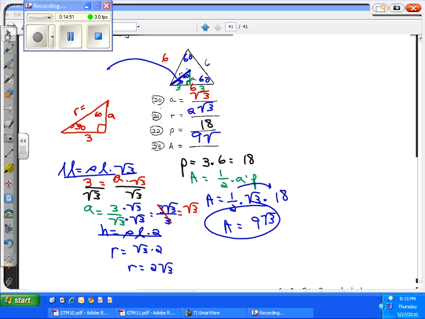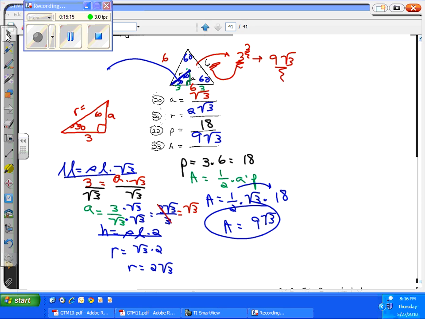Now, there's a shortcut for equilateral triangles that I keep mentioning: it is half of a side, squared, times square root of 3. Half of 6 is 3, squared is 9, square root 3. Half a side squared, square root of 3.